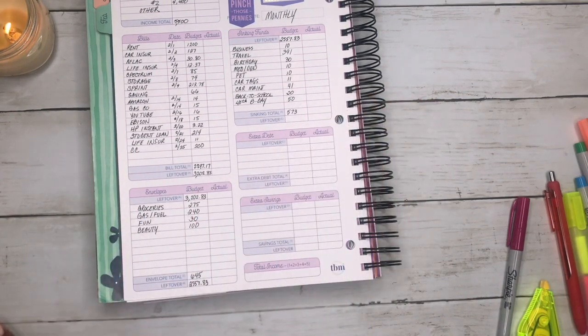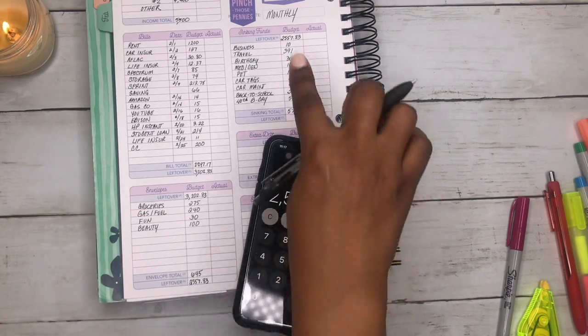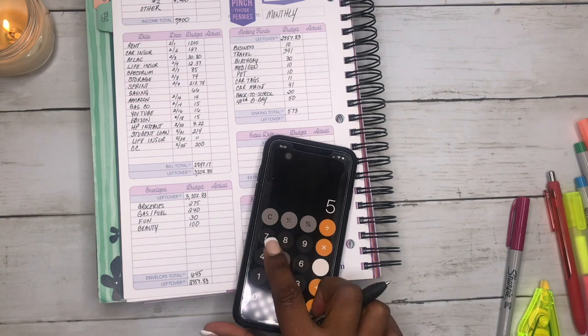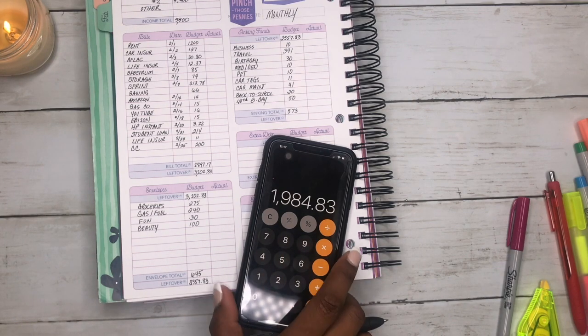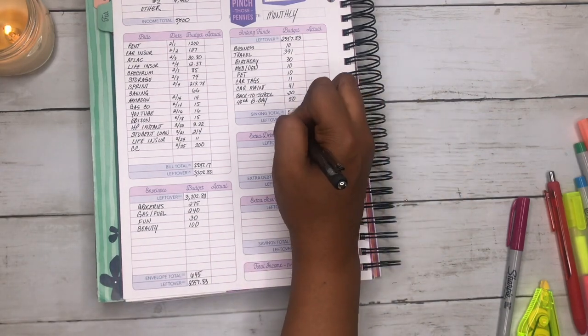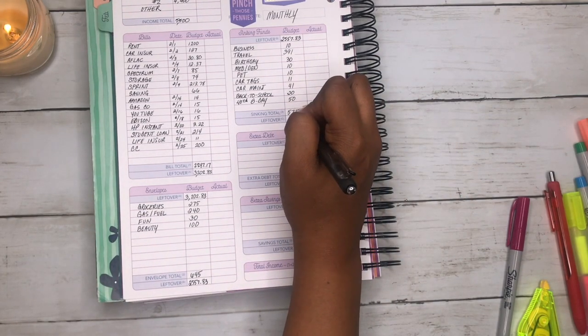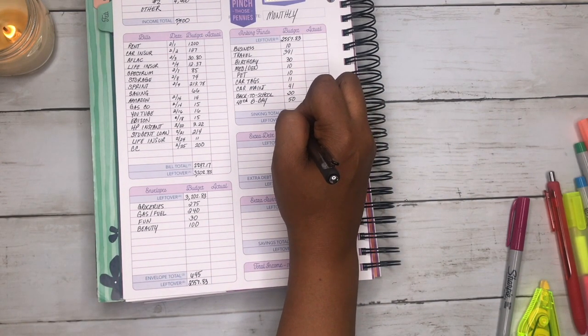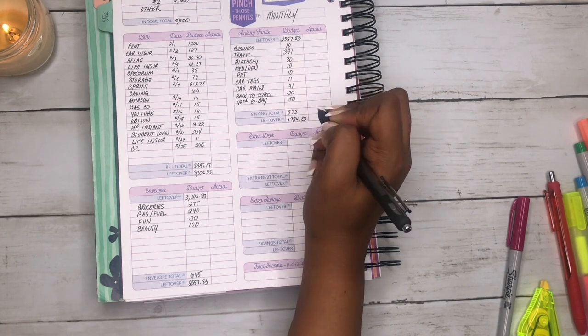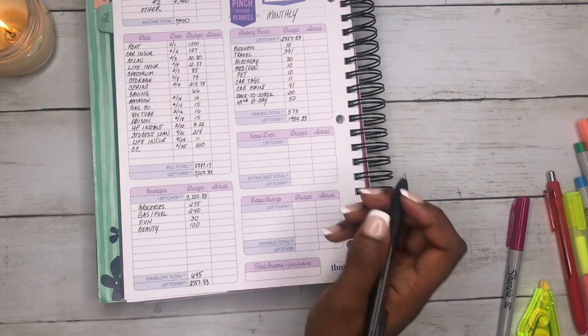Lastly, I will be subtracting my sinking fund amount from the remaining leftover. And for those of you who are new to my channel, I typically pay my extra debt towards the end of the month. So this next section for extra debt and extra savings, I am leaving this blank for now, and I will be inputting that towards the end of the month.